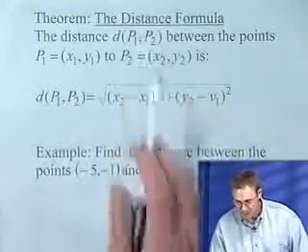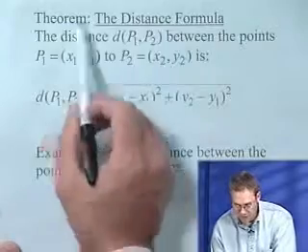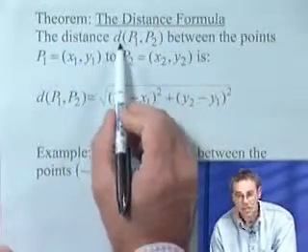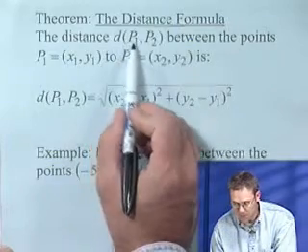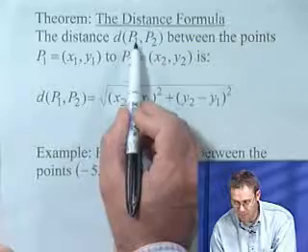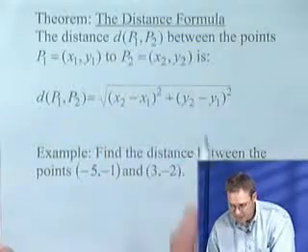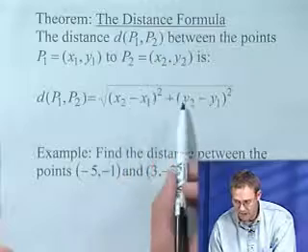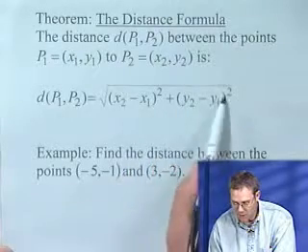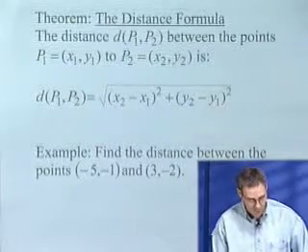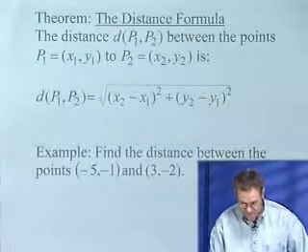Just remember you have to use the Pythagorean theorem. So let's go ahead and read this again. Theorem, the distance formula. The distance, we'll say d, okay, for distance, between points P1 and P2. That's what this notation means. Distance between P1 and P2 is, remember, the difference in the x-coordinate squared plus the difference in the y-coordinate squared, and we'll take the square root of the whole thing.